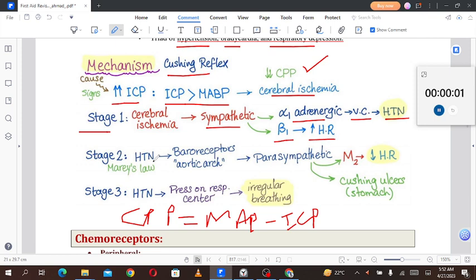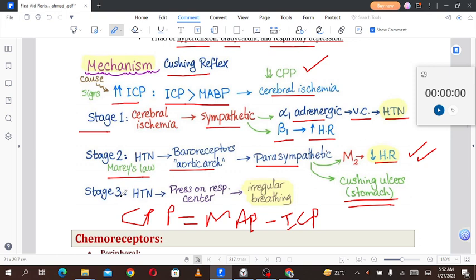In stage 2, hypertension will cause the baroreceptors in the aortic arch or the carotid bodies to be stimulated. Now when these two receptors are stimulated, they will activate the parasympathetic nervous system, and via M2 receptors the heart rate is decreased, and this is the dominant effect basically. And Cushing ulcers will be seen in the stomach because of excessive parasympathetic stimulation, that will cause acetylcholine release on the stomach, that will cause excessive HCl production.